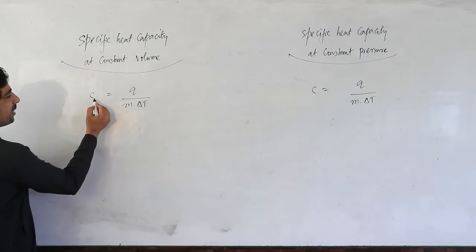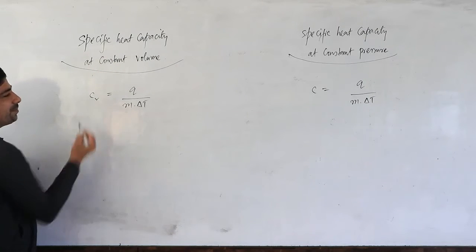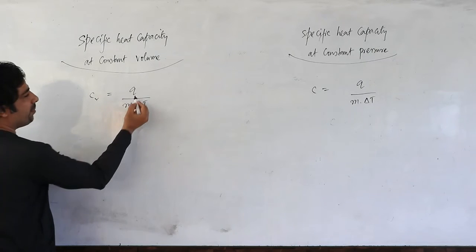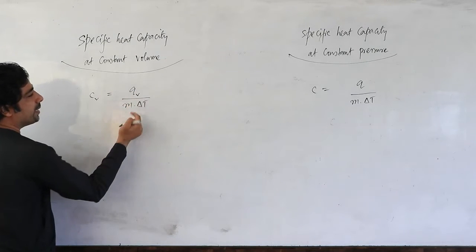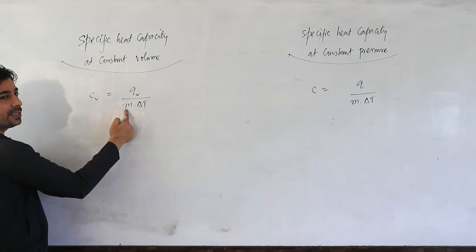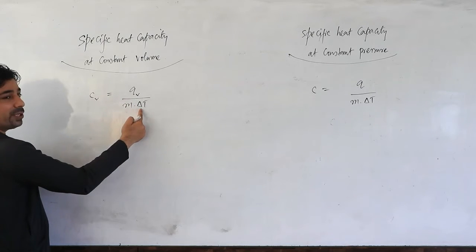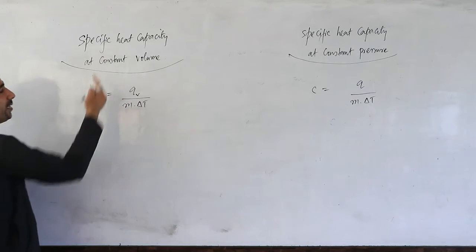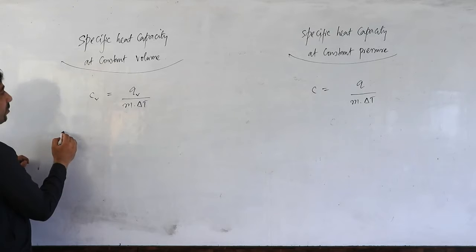So I will mention this C as Cv here. So here also I will mention Qv. That means this is the heat supplied to 1 gram of a substance to raise its temperature by 1 degree Celsius at constant volume. So I can define it like this, have a look.